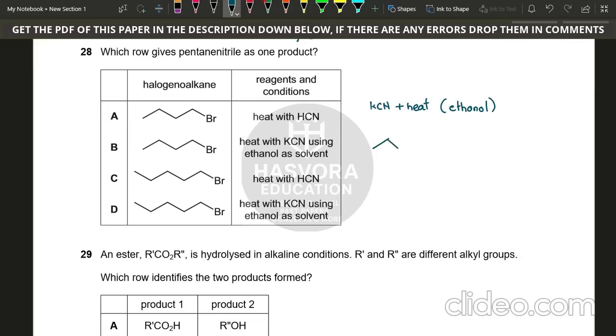Okay, it should be like this. So 1 2 3 4, and then you should have a Br here. Okay, so what will happen is that the CN will replace this, and the CN has a carbon, so it will then form a 5 carbon chain. So this is 1 2 3 4. Okay, so this looks perfect, and then heat with KCN using ethanol as solvent. So B is your answer for this question.